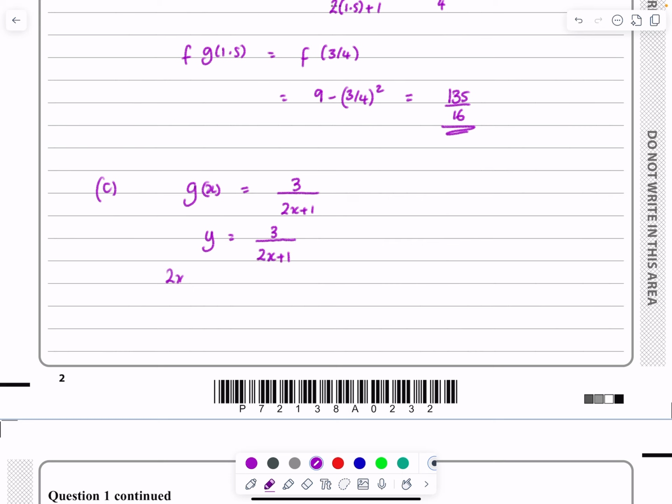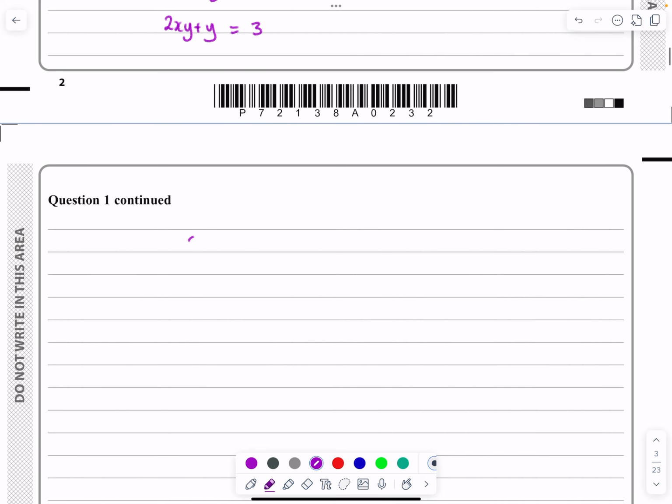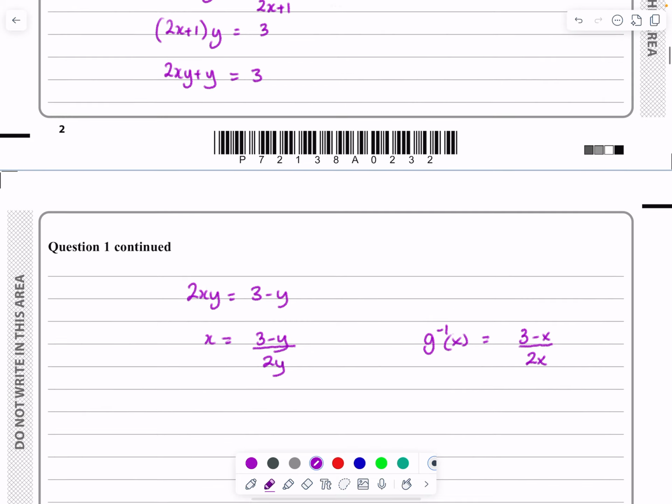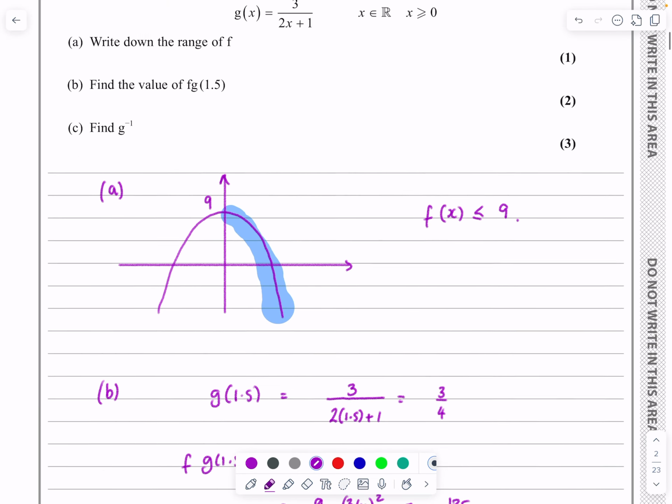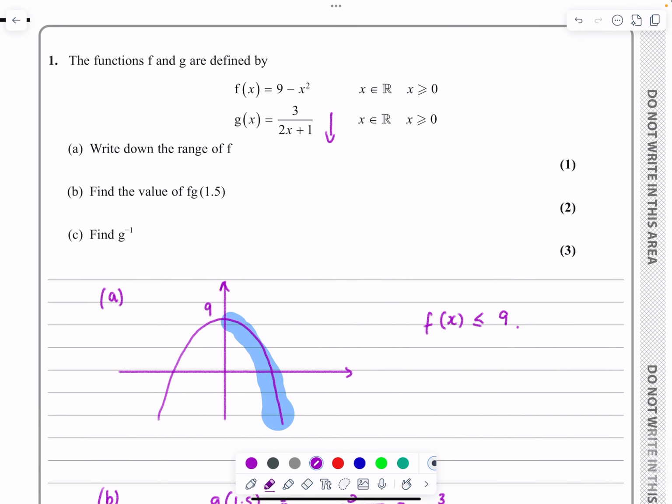So multiply both sides by 2x plus 1. Multiply out that bracket. Take the y to the other side, and then divide by the 2y. So I've got that the inverse function then, we don't have y's in our answer, is 3 minus x over 2x, but I do need to say what the domain of it is, and the domain will come from the range of this one here.